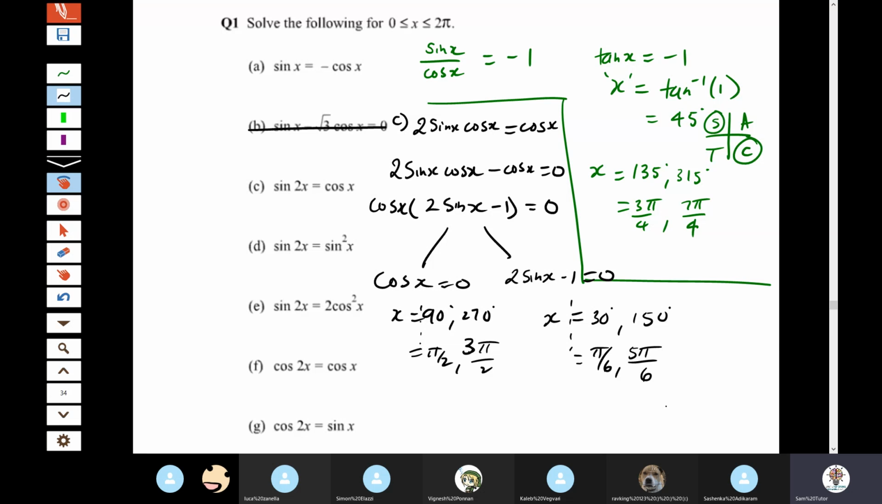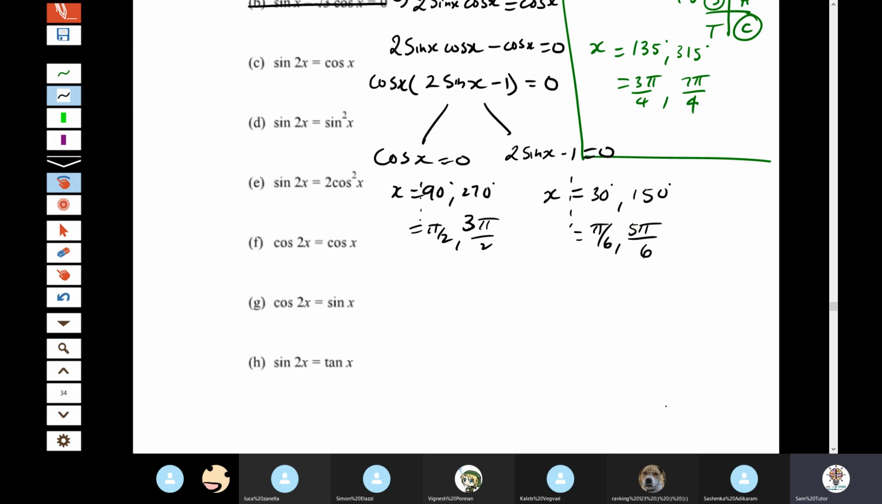How many marks? 1, 2, yeah, 4 marks. So 1 mark for the double angle of sine 2x, 1 mark for bringing it over and factorizing, and 1 mark for each one to solve each. So 4 marks altogether. What do you think? It's okay, right? You'll get used to it.